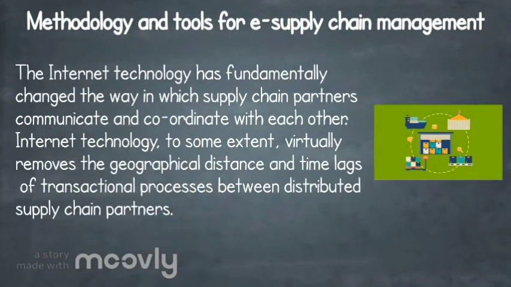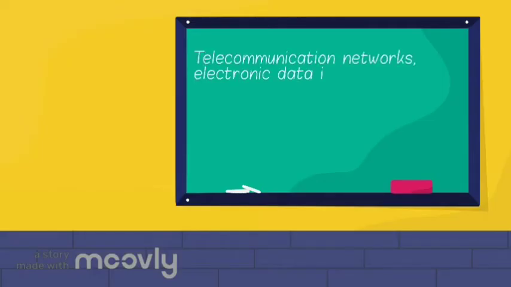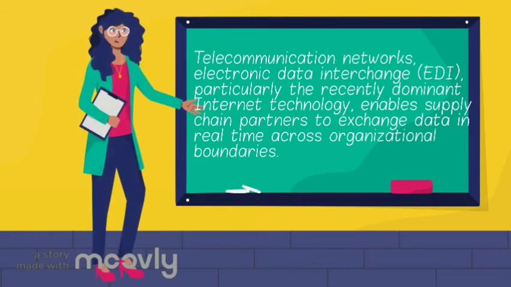The Internet technology has fundamentally changed the way in which supply chain partners communicate and coordinate with each other. Internet technology, to some extent, virtually removes the geographical distance and time lags of transactional processes between distributed supply chain partners. Telecommunication networks, electronic data interchange, EDI, particularly the recently dominant Internet technology, enables supply chain partners to exchange data in real time across organizational boundaries.